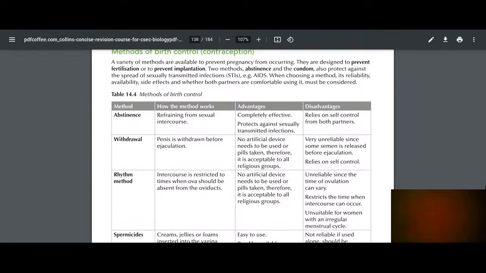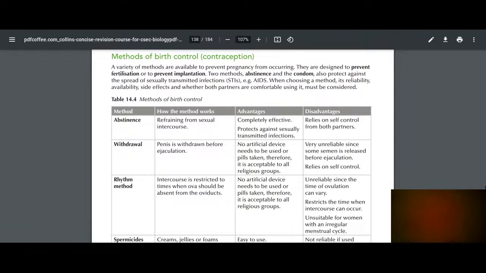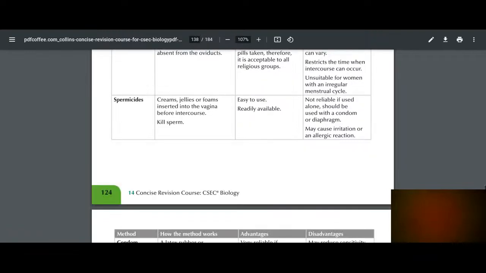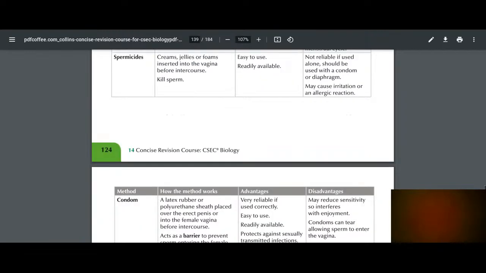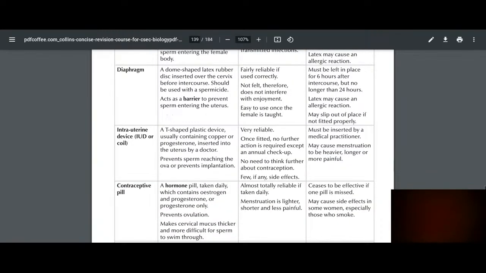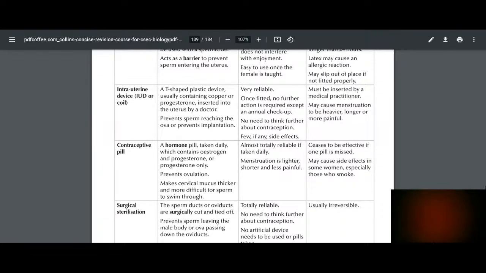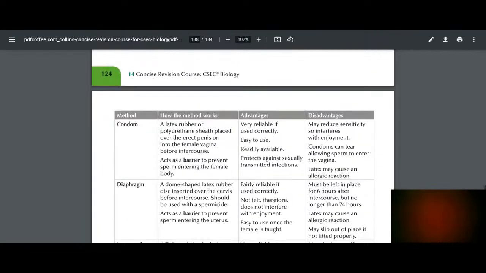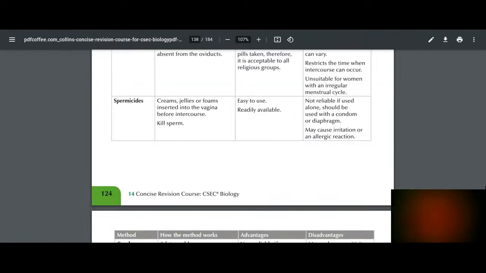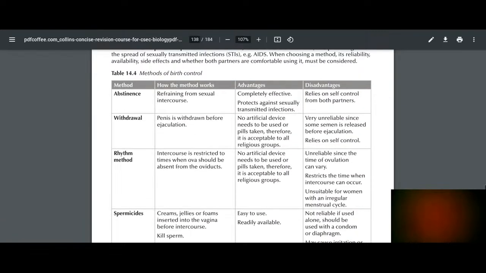Now, methods of birth control, contraception, very important. So we have abstinence, we have withdrawal, we have the rhythm method, we have spermicides, we have condoms, we have the contraceptive pill, surgical sterilization, we have the intrauterine device, and the diaphragm. This is very important. So how do the methods work?